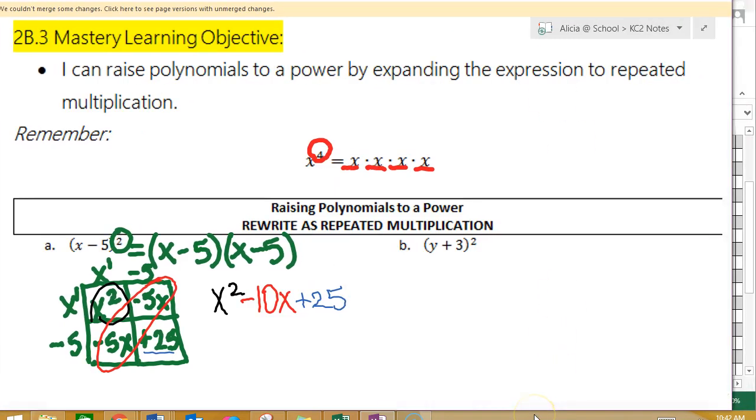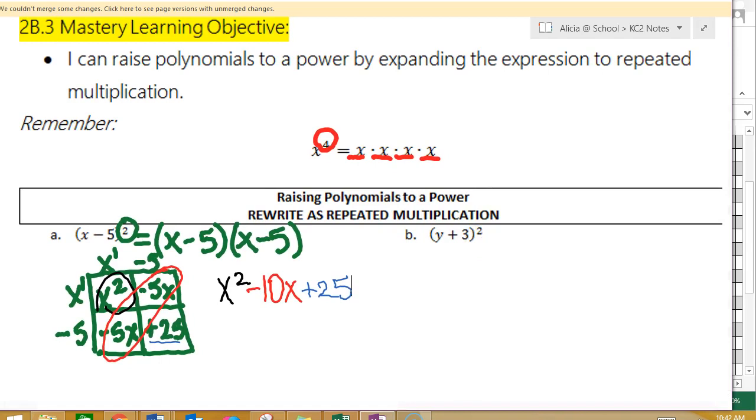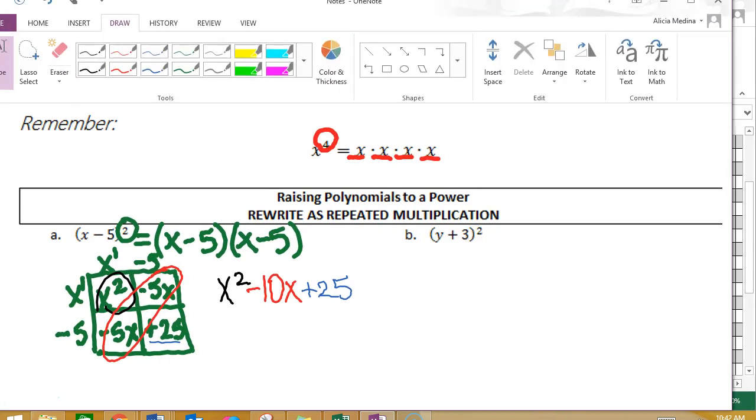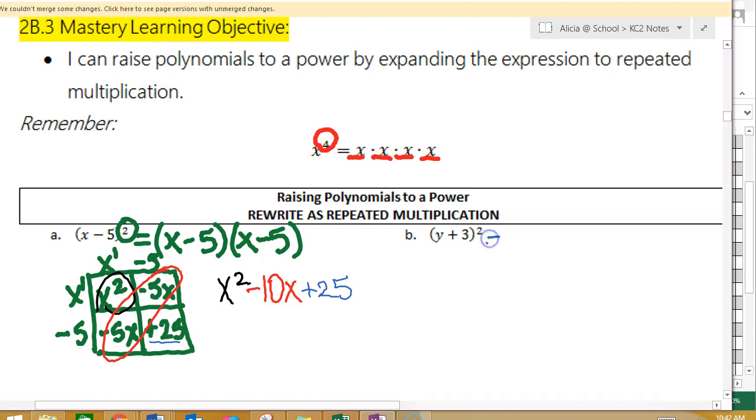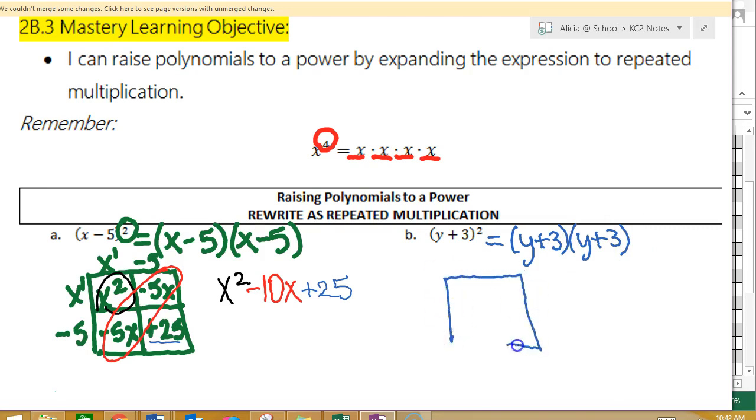Looking at example B. Same thing, we have the quantity y plus 3 squared. We see that exponent of 2, so that is going to tell me I am multiplying the base by itself 2 times. So all this changes into is the quantity y plus 3 times the quantity y plus 3. We are multiplying, so we can use our Punnett square box. It is a binomial times a binomial, so I know I'm going to be using a 2 by 2. y plus 3, y plus 3. And we can go ahead and multiply.